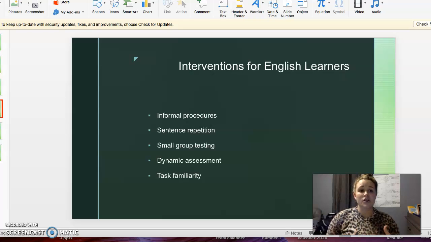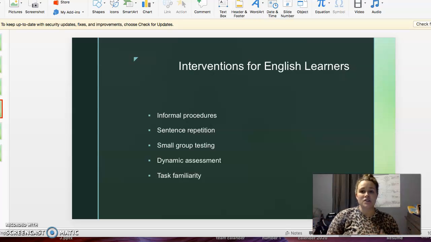This could be one-on-one with a para. This could be done with a small group with a teacher. This can be done if they're in a resource classroom, but small group testing is definitely going to make them feel more comfortable to ask those questions like, I don't understand what this word means, or can you explain that, or what does this mean? So small group testing is extremely important.